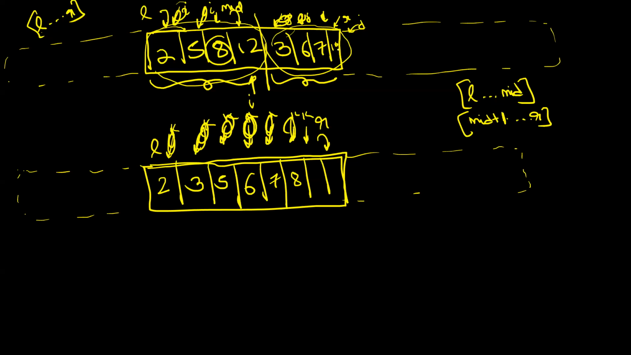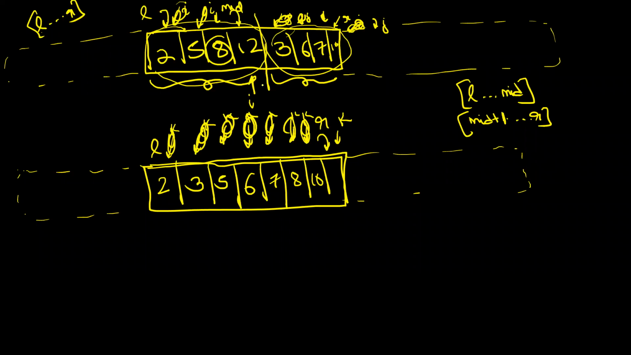I and J are both valid indexes till now. I compare 10 with 12. 10 is lesser. I write 10 here, do a K plus plus and do a J plus plus. The moment you do a J plus plus, J will go outside the valid index range of the right subpart. So now you just have one part of the array remaining, right? I don't know which part.